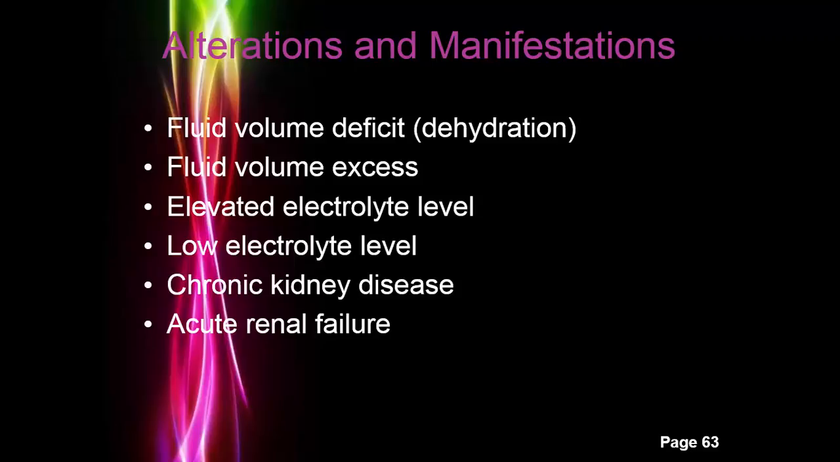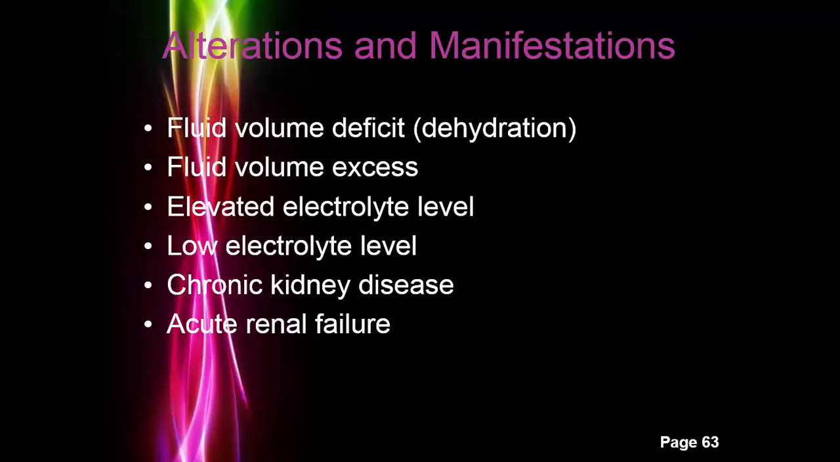CVP, which is your central venous pressure, adventitious lung sounds, elevated electrolyte levels. Increased potassium causes fatigue, nausea, muscle weakness, and cardiac irregularities. Increased sodium causes swelling, irritability, muscle spasms, thirst, confusion, and coma. Increased calcium can cause nausea, vomiting, excessive thirst, frequent urination, constipation, and muscle pain.